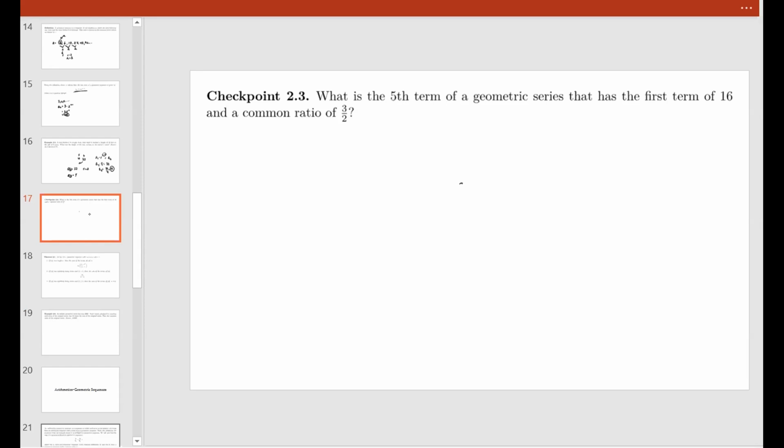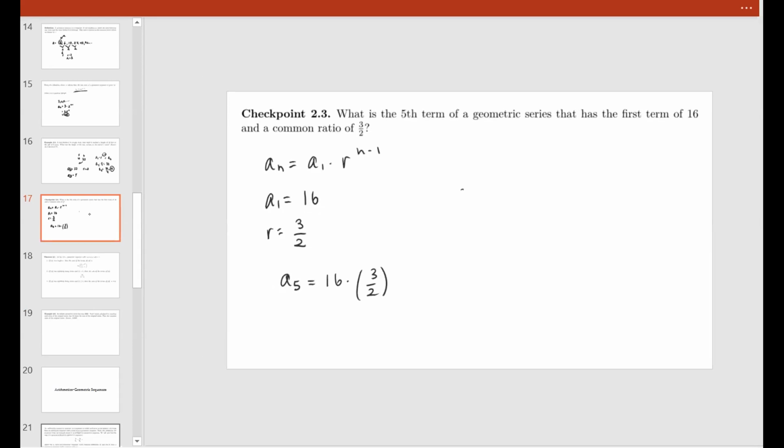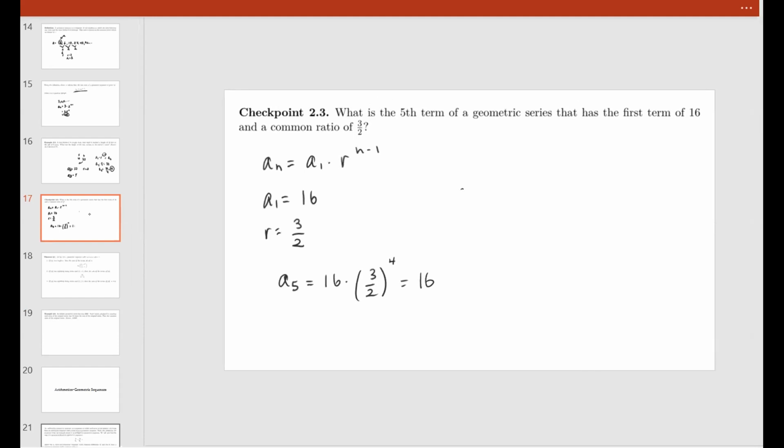Okay, so for this problem, we can simply use the formula for the nth term of a geometric sequence, which is a1 times our common ratio to the n minus 1 power. So we are given that a1, the first term, is 16, and r is 3/2. And we have that a5, which is the fifth term, is equal to a1, which is 16, times 3/2 to the n minus 1, and n is 5, so this is 4. So this is equal to 16 times 3 to the 4, which is 81, divided by 2 to the 4, which is 16. This gives us 81.